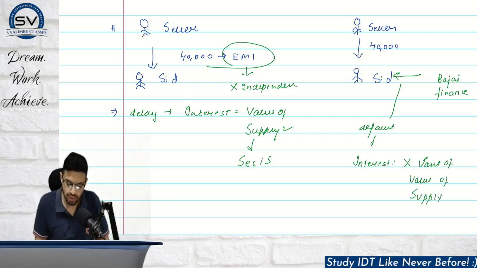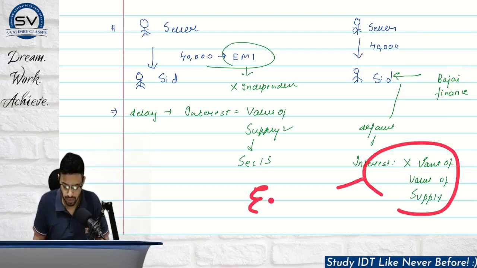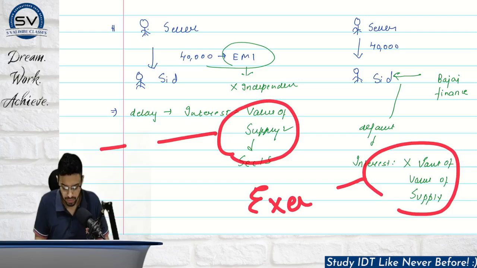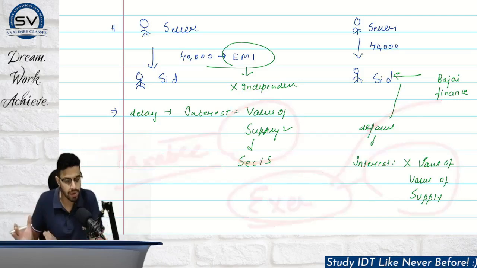Why? Because now this is an independent transaction, not linked to this particular supply. So with respect to this value of supply, the interest is not a part, and this will stay exempt. This becomes taxable. There is a basic difference that is being highlighted. This is exempt because it is an independent transaction.